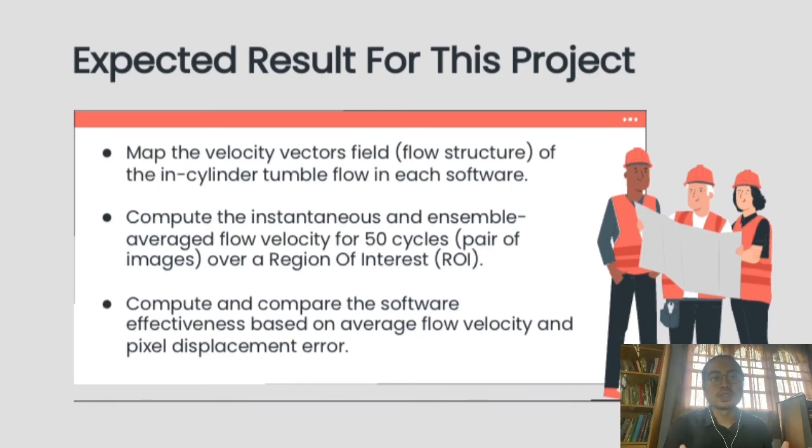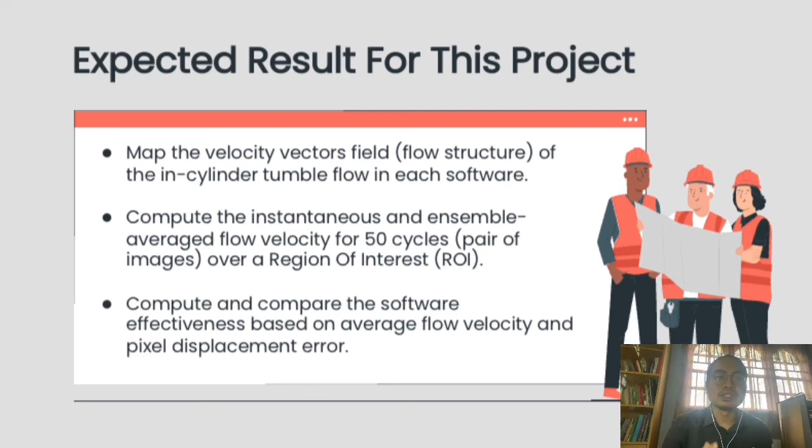The objectives of the project are relevant and achievable. Thus, the achievement of mapping the velocity vector field or the flow structure of the in-cylinder tumble flow in each tested open source PIV software, which is PIVlab and OpenPIV, is expected at the end of the research. Aside from that, the project holds a huge potential to compute the instantaneous and ensemble average flow velocity for 50 cycles of image pairs over a region of interest.